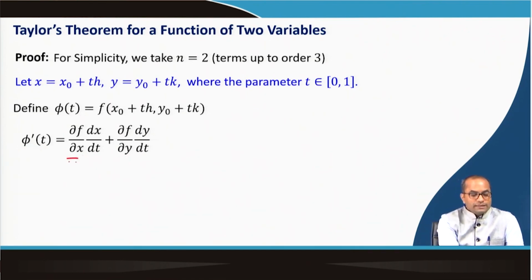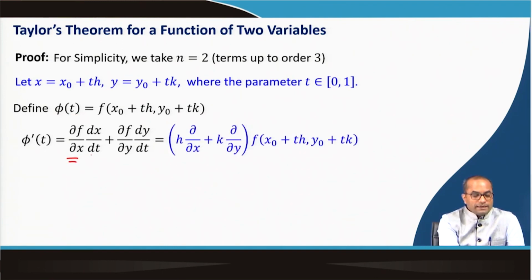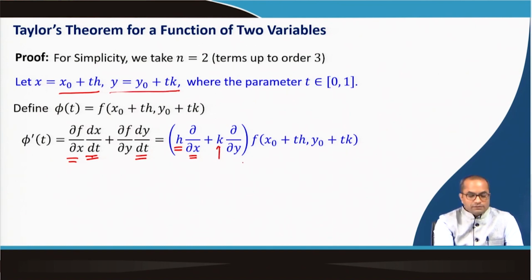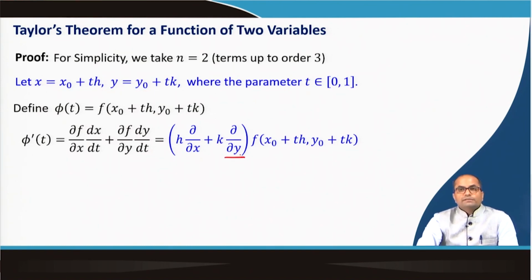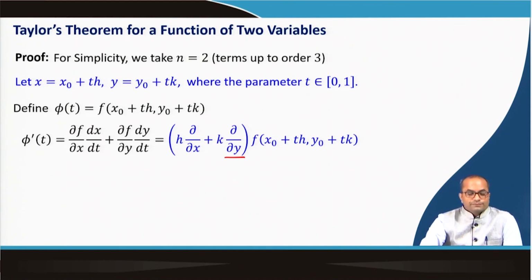So, in del f over del x times dx over dt, dx over dt will be just h. That will be the h term, and del f over del x remains as it is. And from here, dy over dt, because y is y naught plus tk, we will get this k term, with the partial derivative with respect to y of f at that point x comma y.